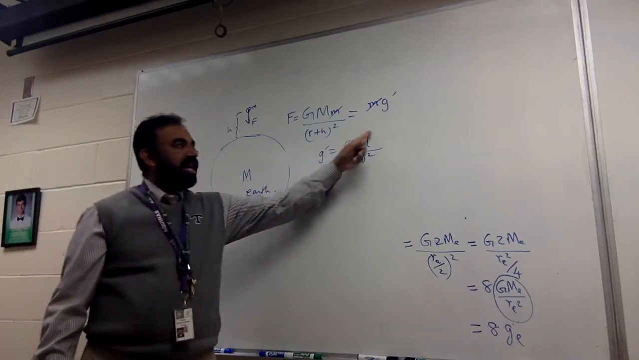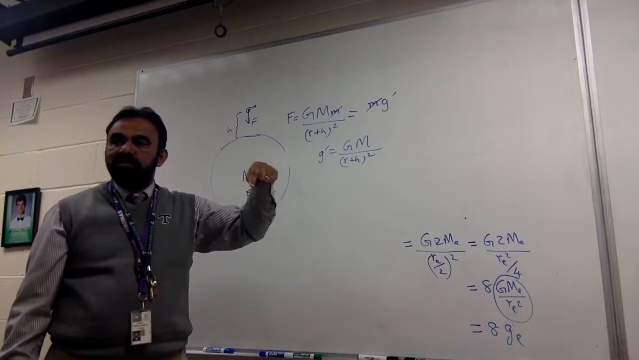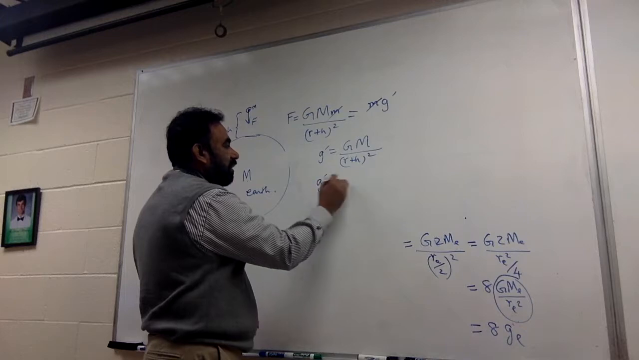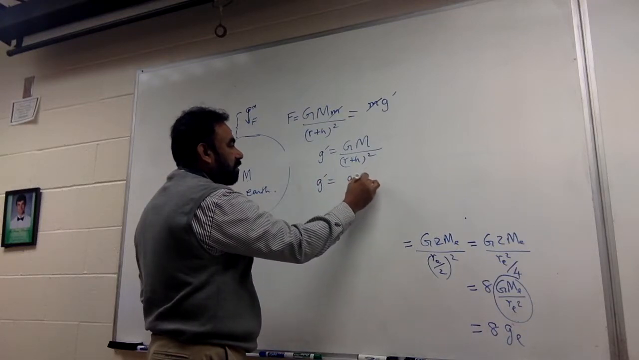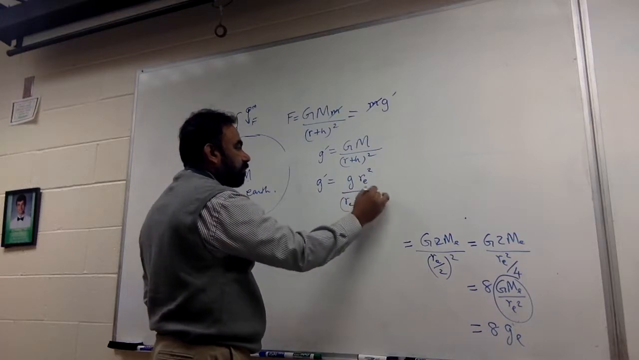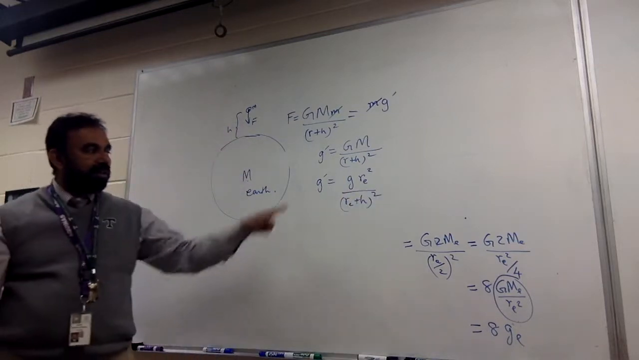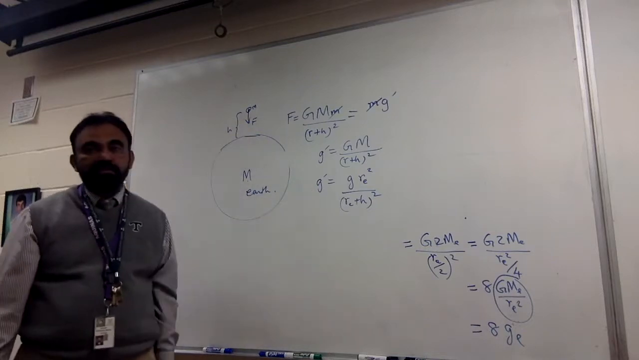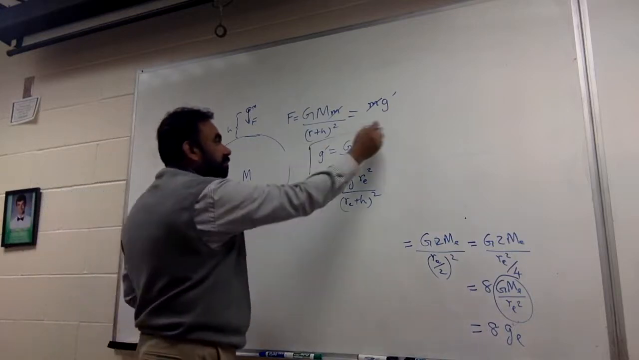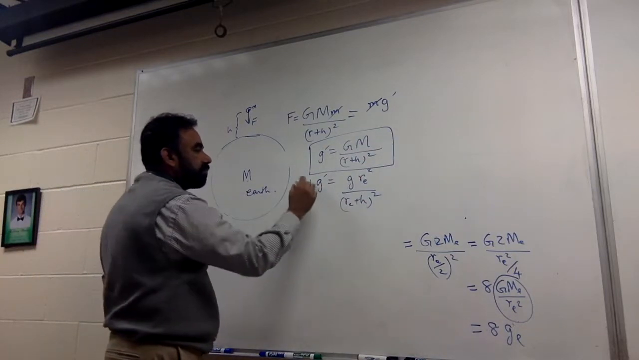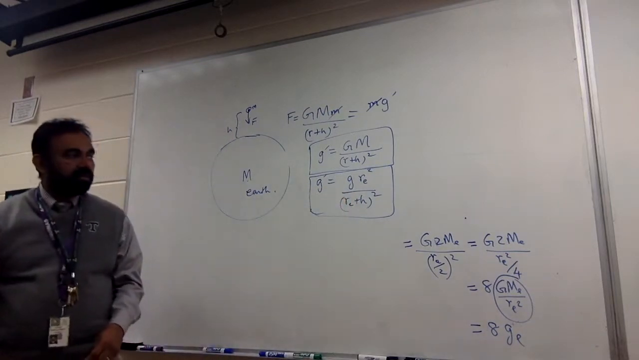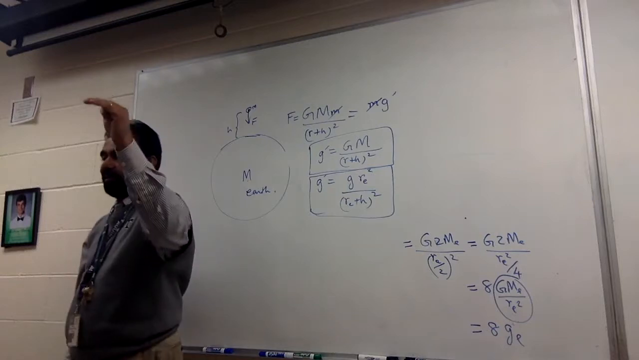And I can replace GM with what? g R squared. So I can write this as g R_E squared over (R_E plus H) squared. To find the acceleration due to gravity at that spot, all you do is this calculation. So this is an important equation. It tells you the acceleration due to gravity at any height.